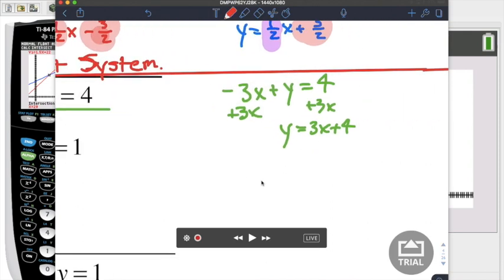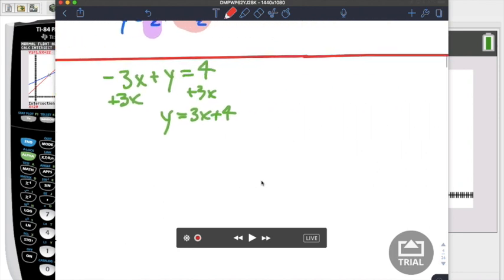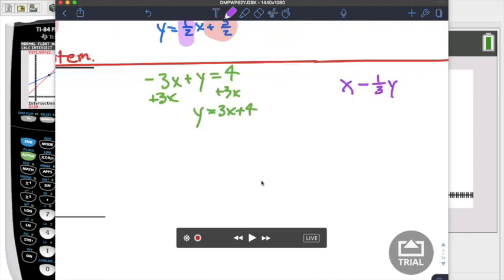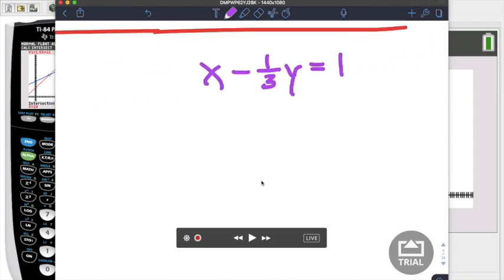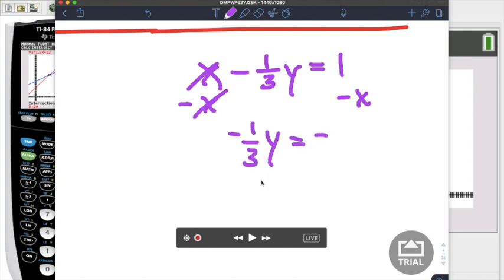Okay, second equation, this one's going to be a few steps. I'm going to bring it over here to the right more. This is x minus 1/3 y equals 1. Let's differentiate our colors. This one's got a couple weird steps we haven't seen. This is good practice for solving for y. So we'll subtract x from both sides. It's negative 1/3 y equals negative x plus 1.